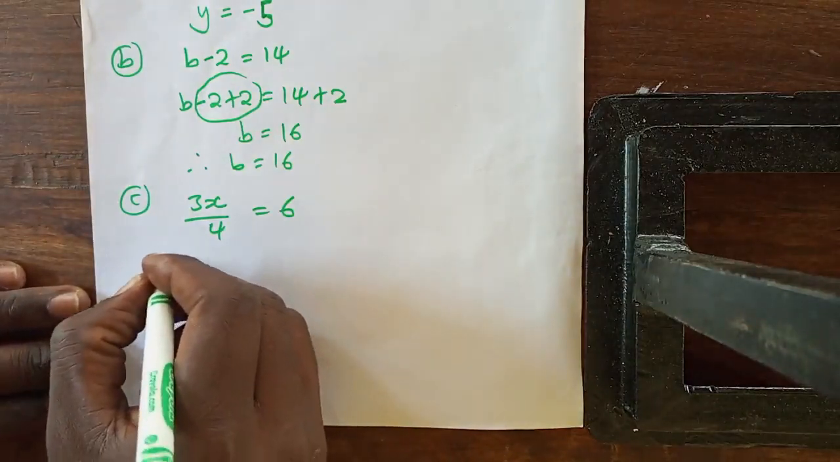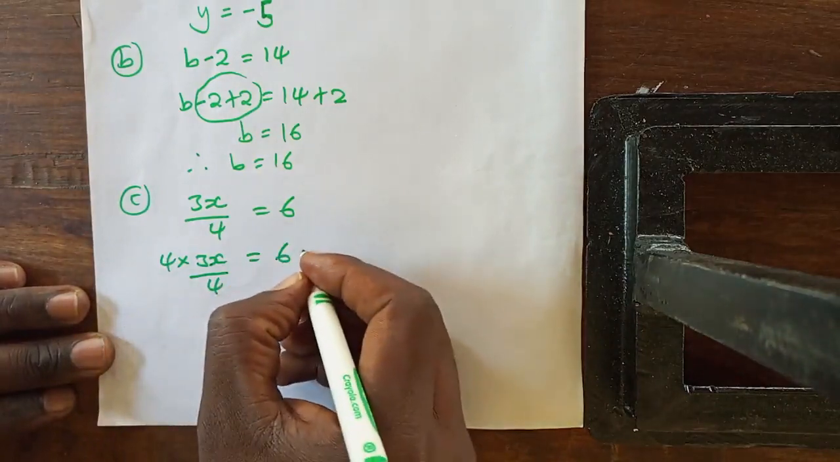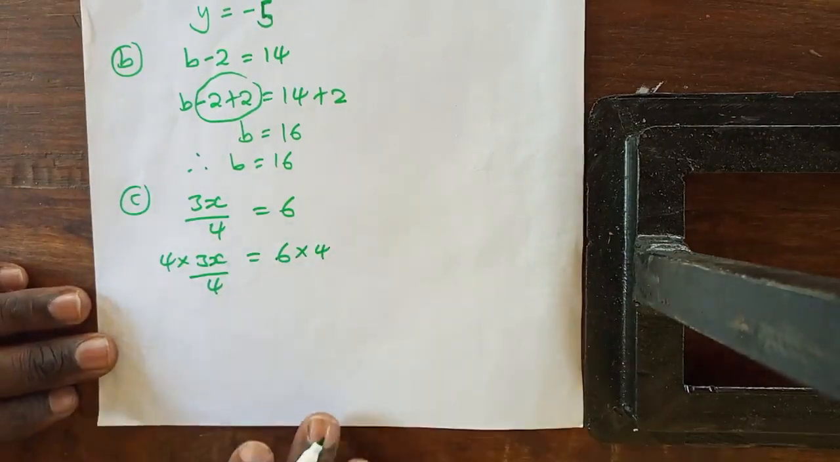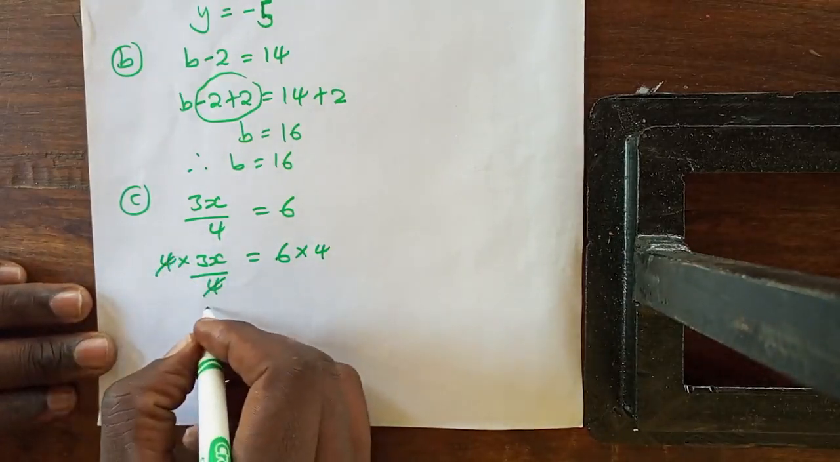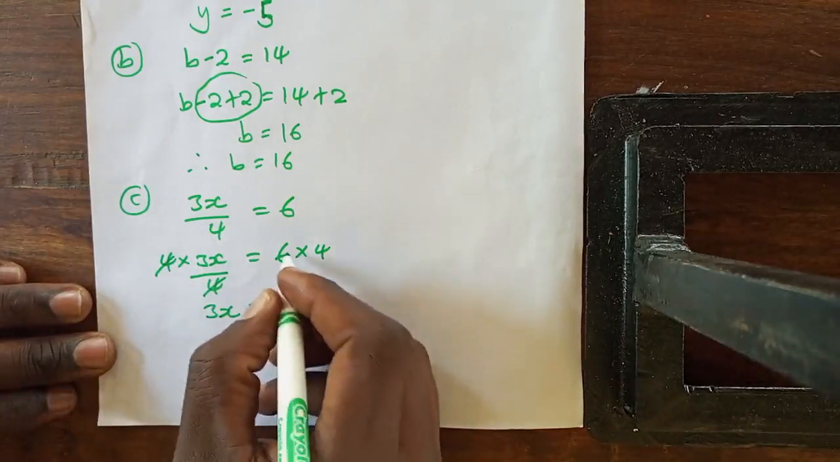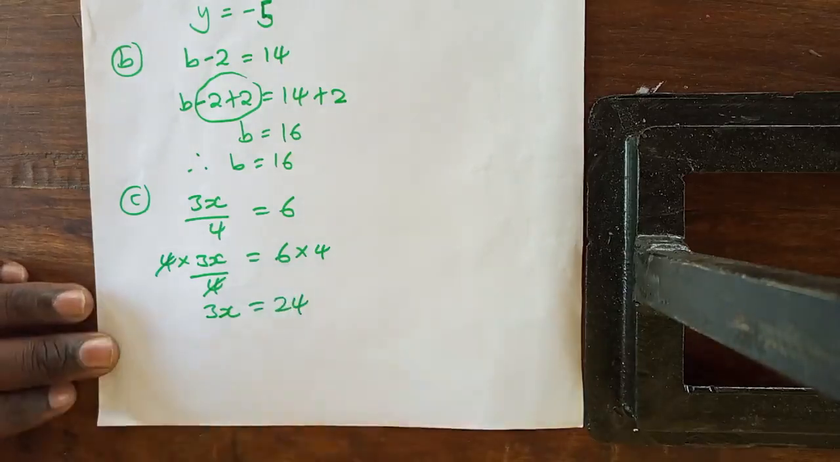So you multiply 4 times 3x over 4 is equal to 6 times 4. So you observe that 4 into 4, the answer will be 3x is equal to 6 times 4, the answer will be 24. Now, still more, we have to find the value of x. What can we do there? So we divide by 3 in both sides of the equation. What you do on this side, you also have to do with the other side of the equation.